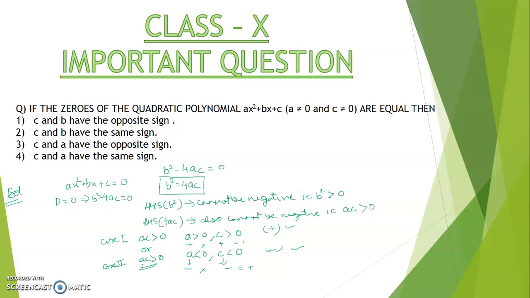Now it is saying AC multiply. So negative into negative is equal to positive. This means A and C will have the same sign. They cannot have opposite signs. So this you have to keep in mind. Okay, see another example.